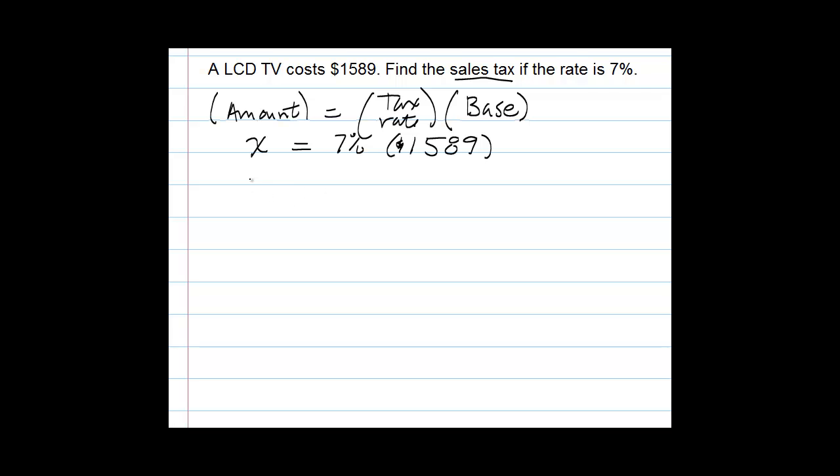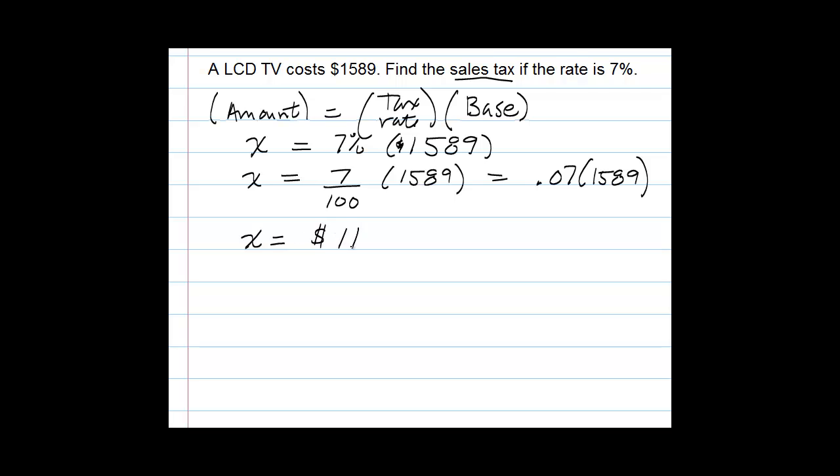All right, so then we take X. The next step is always to convert this to a decimal or a fraction. We can say 7/100ths multiplied by 1589. This is the same as 0.07 multiplied by $1,589. You can use a calculator, or we can use multiplication of decimals, and we find out that the sales tax is $111.23.